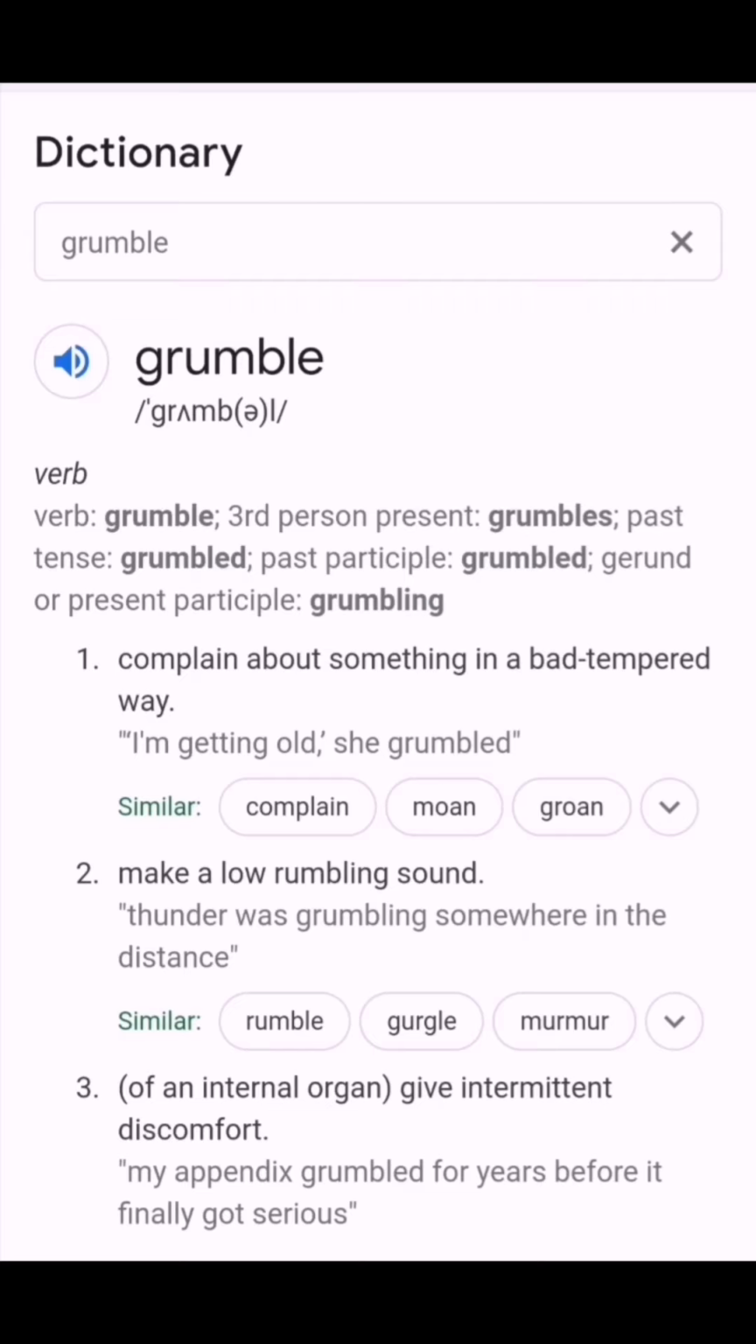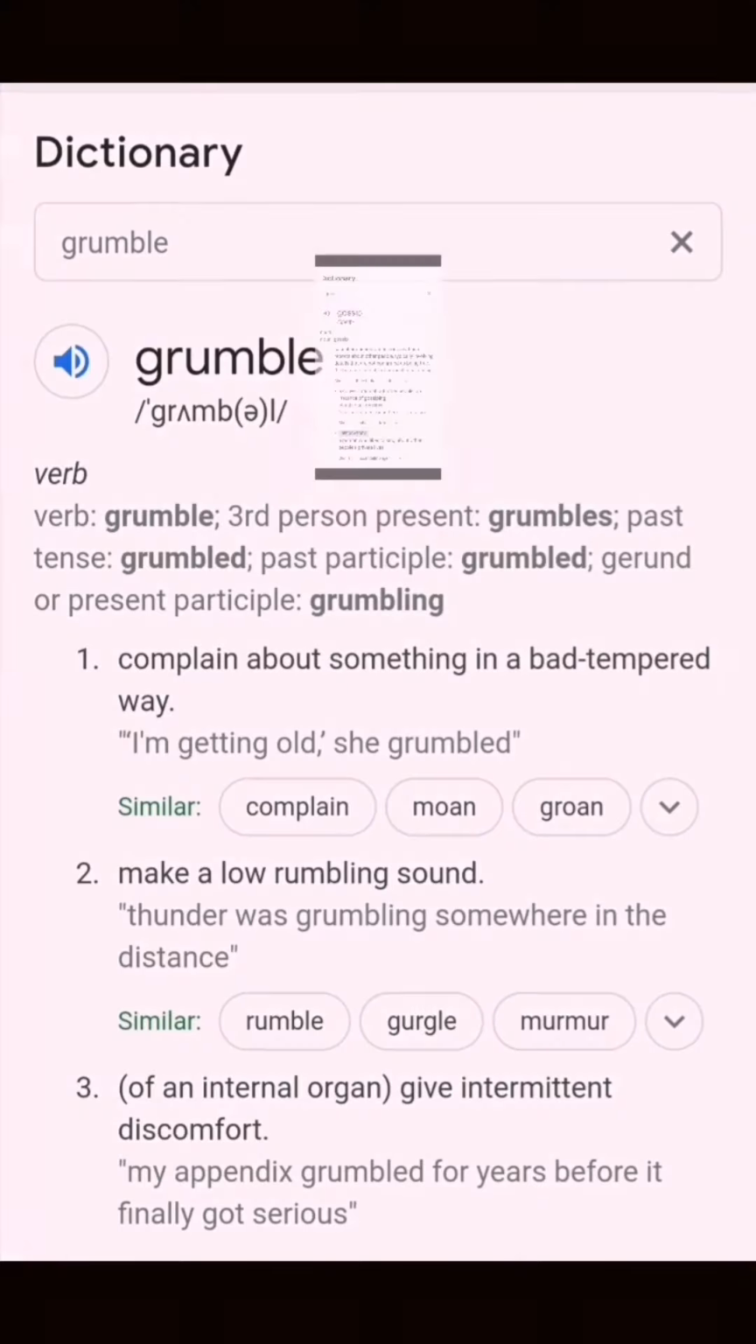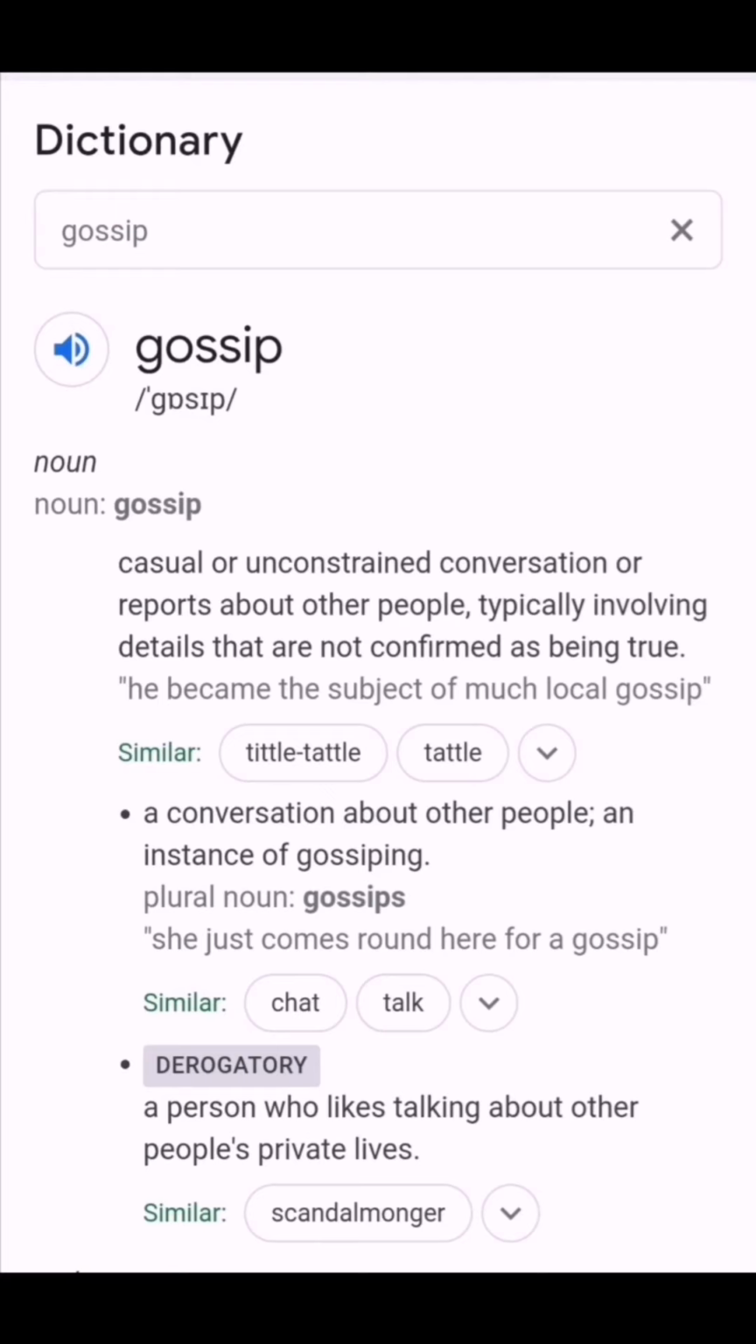Next word is grumble. Grumble means to complain about something in a bad-tempered way. Normally this happens when you are angry, when you have something that you are unsatisfied with. An example of a sentence is, I'm getting old, she grumbled. Normally people feel this when they disagree with something and they are angry with it, but they do not know how to share their anger. So that is when they grumble. A few synonyms of the word grumble: grumble can also mean moan, groan, and complain. Next word is gossip.